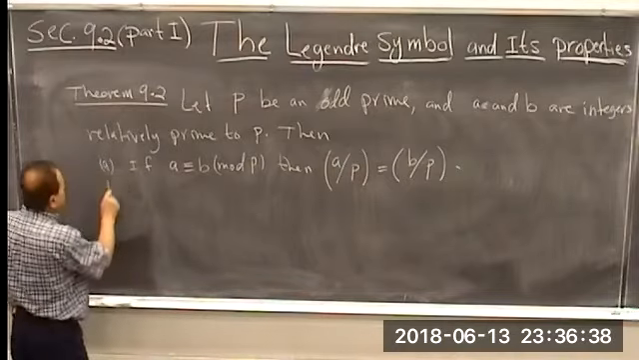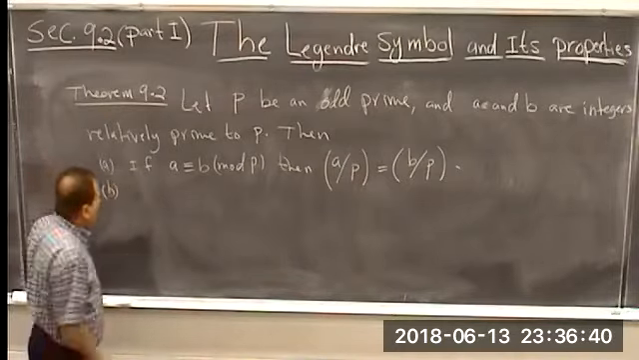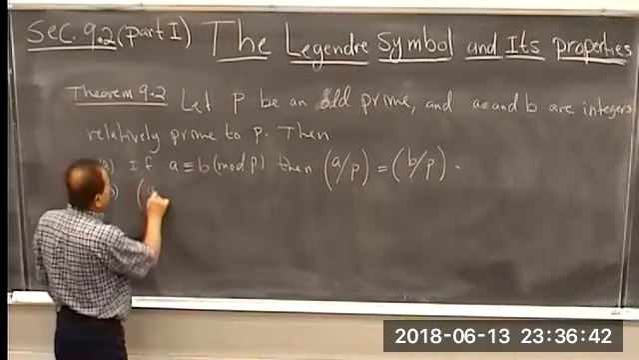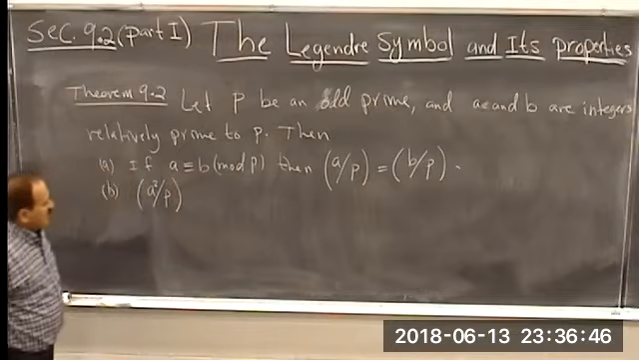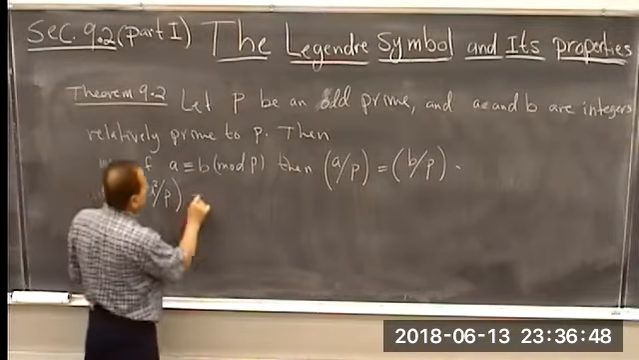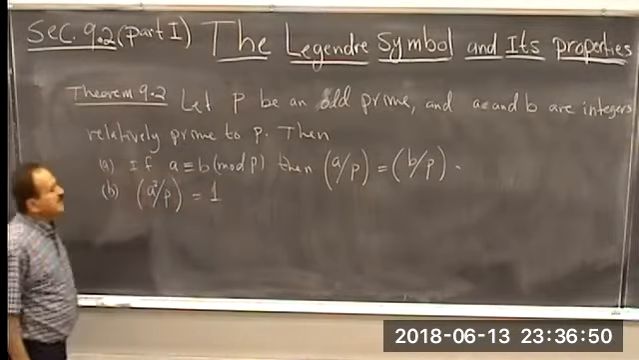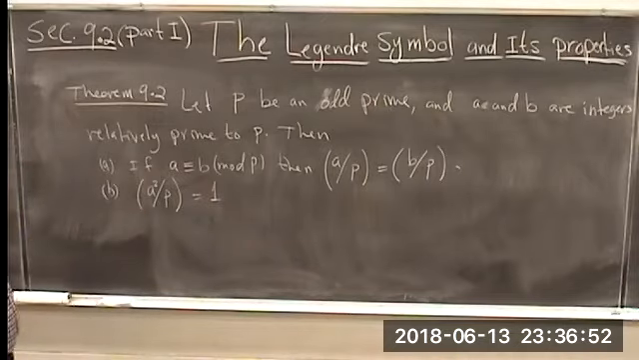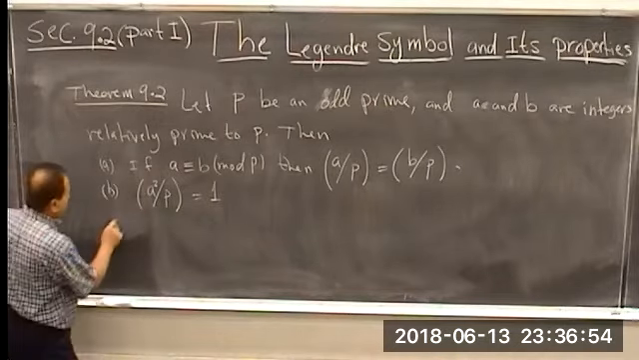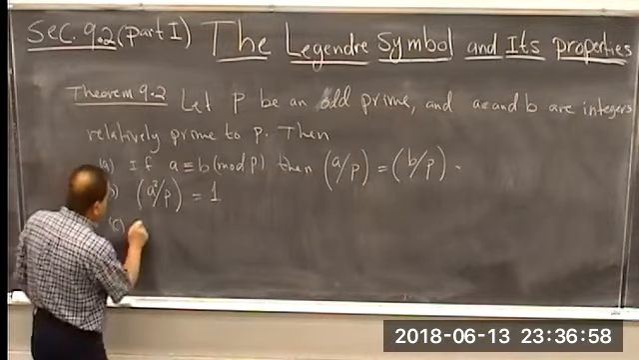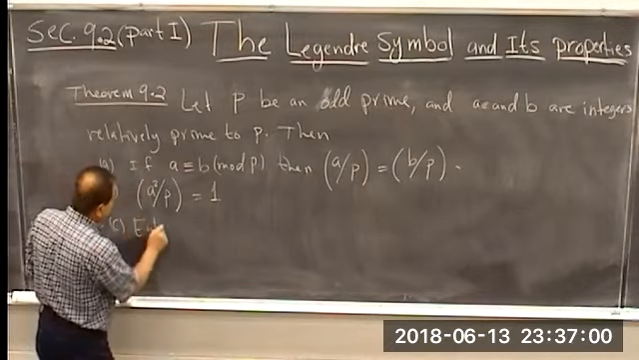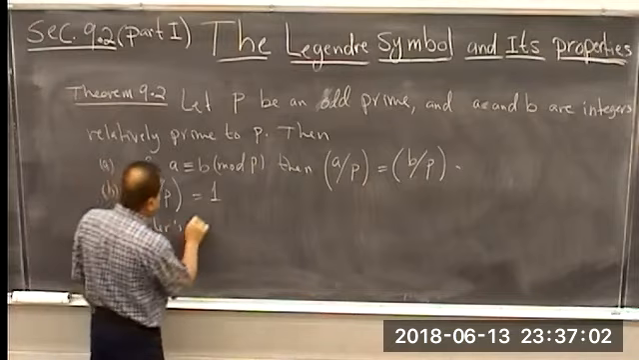All right, b, the Legendre symbol for the square of any integer is equal to 1. Now you're going to see this is actually very, very straightforward. 3. This is sometimes what we call Euler's criterion.